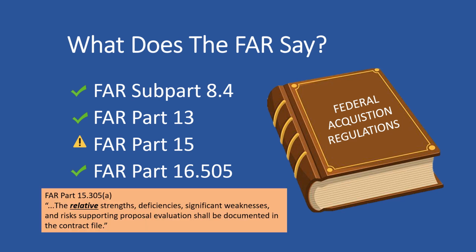Let's take a look at what is mentioned in FAR Part 15.305(a): the relative strengths, deficiencies, significant weaknesses, and risks supporting proposal evaluation shall be documented in the contract file. So, let's say, for example, that a proposal does not have a deficiency. Simply document with a bullet point that says, "No deficiencies found," and move on. If you want to find specific examples, they can be found on the Periodic Table of Acquisition Innovations.